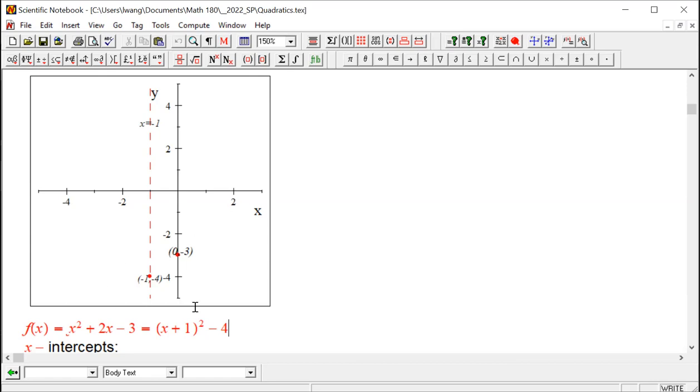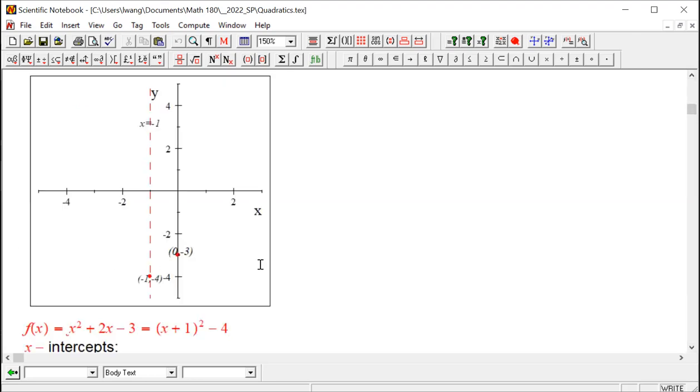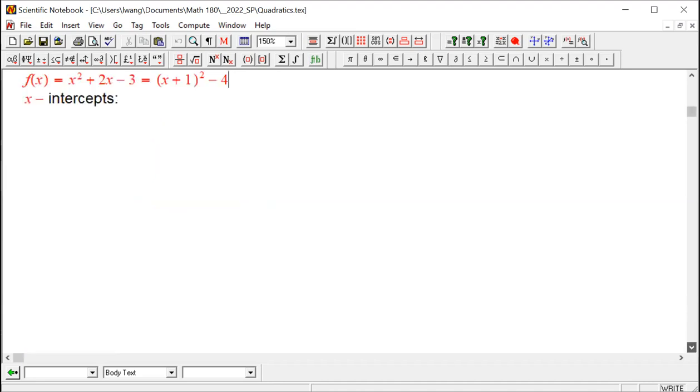Since we have determined there are going to be 2 of them, we can find the crossings in 2 different ways. I'm going to show you both. The first way is that we can use this form with the completed square to identify the x-intercepts. And the other way is we can just use the quadratic formula. But let's first make sure we understand the meaning of x-intercept.